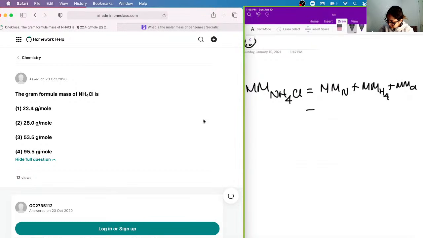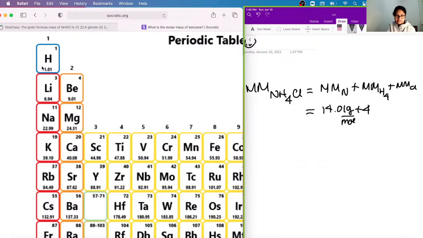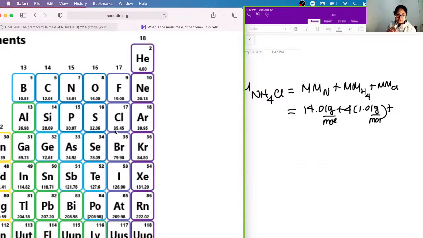Okay. So to find the molar mass of nitrogen, we can see from our periodic table, it is 14.01. So we have 14. Add that with the molar mass of hydrogen multiplied by 4 atoms, so 4 times the molar mass of hydrogen, which is 1.01, plus the molar mass of chlorine, which is given over here, and it's 35.45.